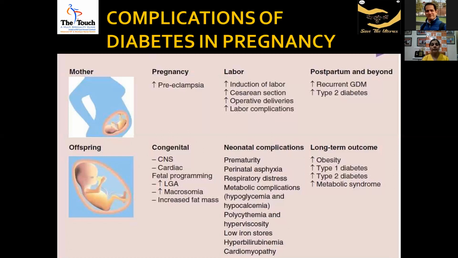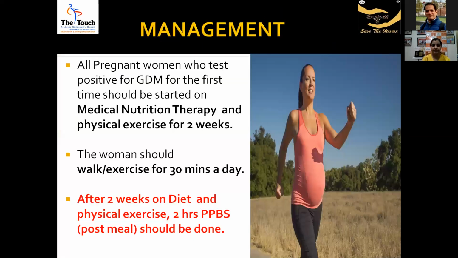In the babies, there may be a risk of sudden IUD, meaning these babies may suddenly die. So this is a very, very major complication which can happen in the child. Then the child's nervous system may be affected, heart may be affected, they may become large for gestational age and later they may develop diabetes. So the long-term outcome is they may develop metabolic syndrome.